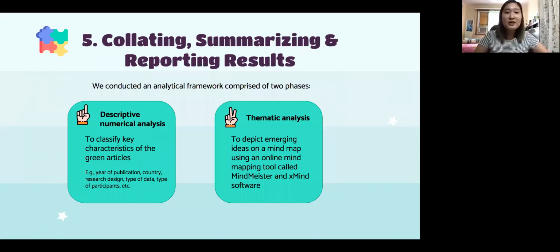Lastly, in step 5, we have conducted an analytical framework, which entailed 2 phases. In the first phase, we had to classify the key characteristics of the green articles, which included year of publication, the country where the research was conducted, the research design, the type of data used, the type of participants, etc. In the second phase, we have conducted a thematic analysis in order to depict the emerging ideas on a mind map. We have used 2 softwares, which were MindMeister and XMind, to do so.